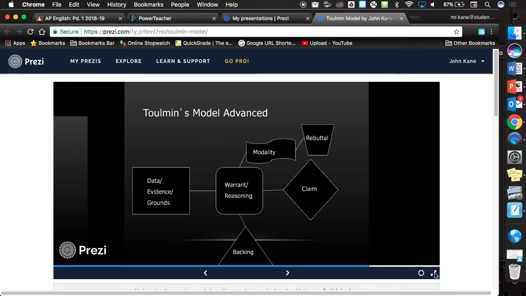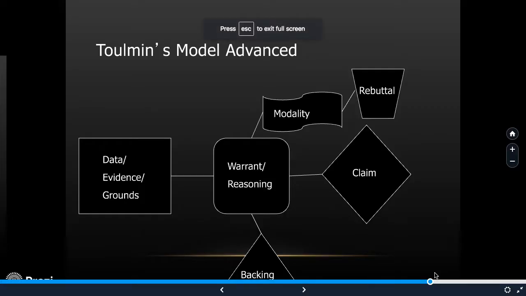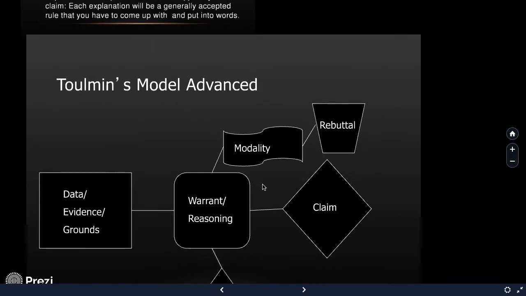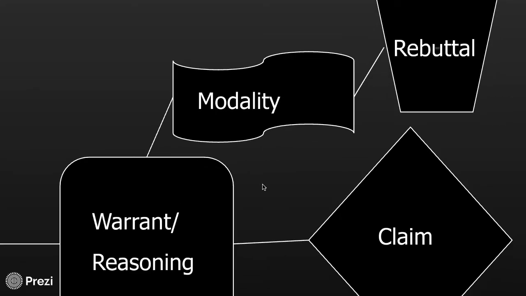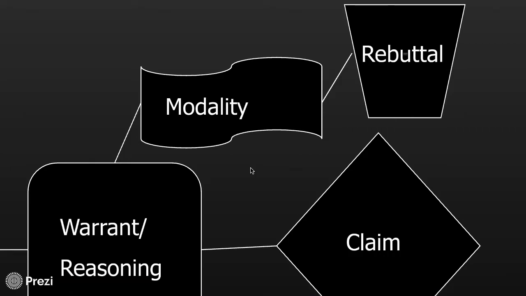So for the advanced Toulmin model, you still have that data, you still have the reasoning, you still have the claim, but you have some extra elements that come off of the warrant. The 2 up here at the top, first one is called modality, which we'll get into what modality means. And then you also have rebuttal. Of the 2, rebuttal is the one that tends to be a little bit more confusing because we use the term rebuttal in so many different ways in argument.